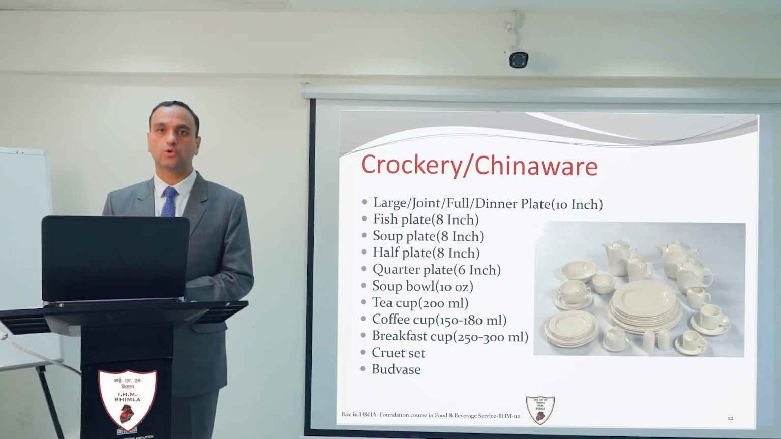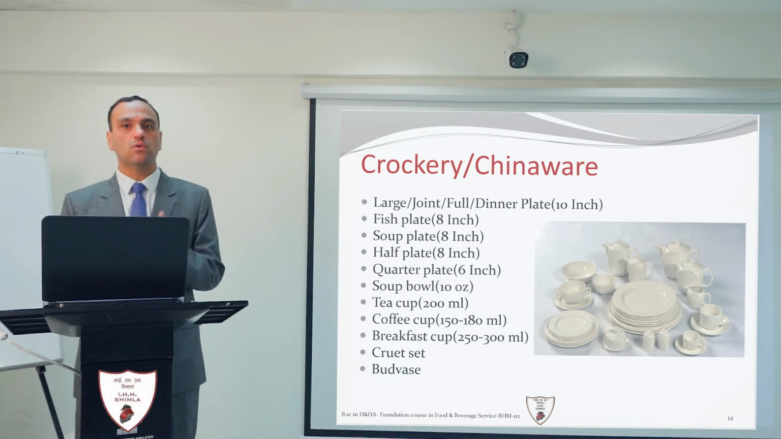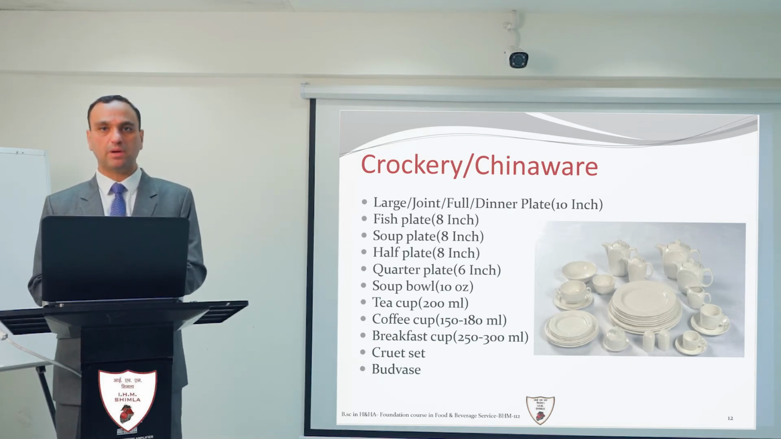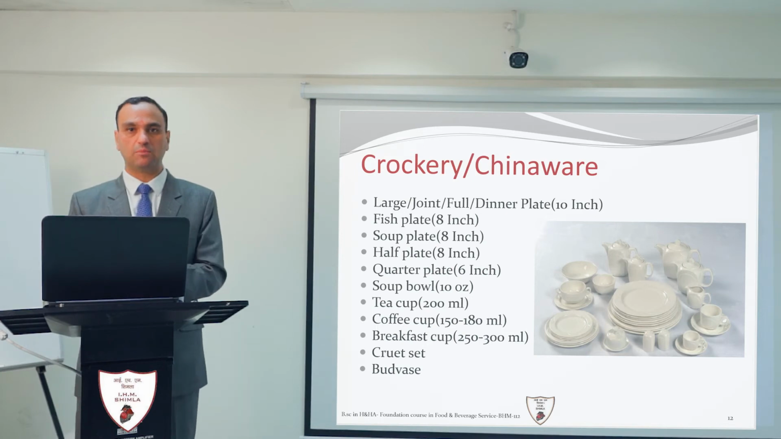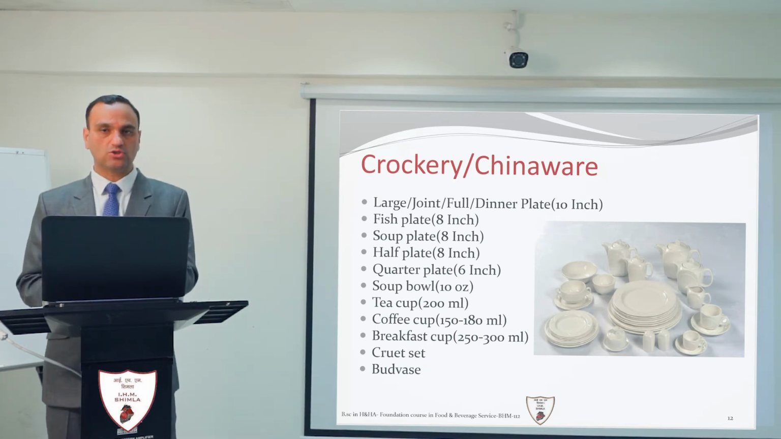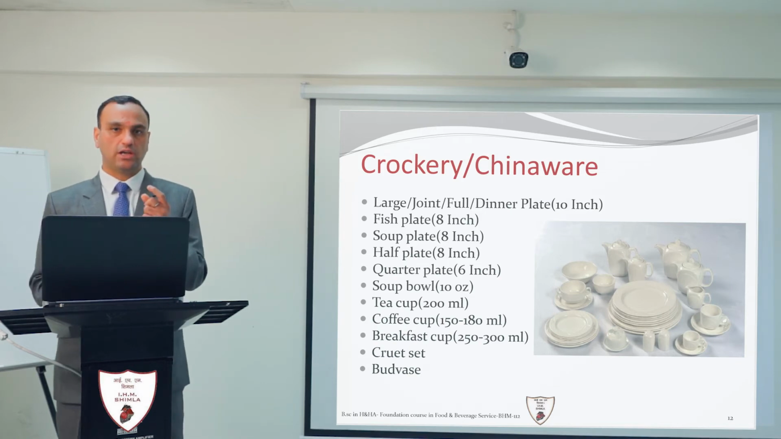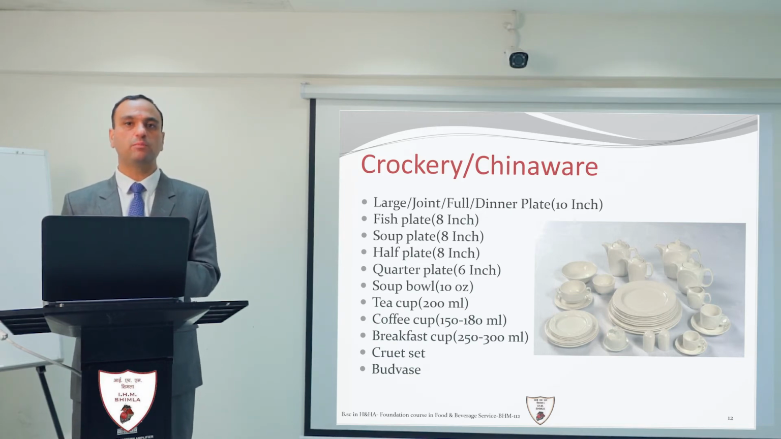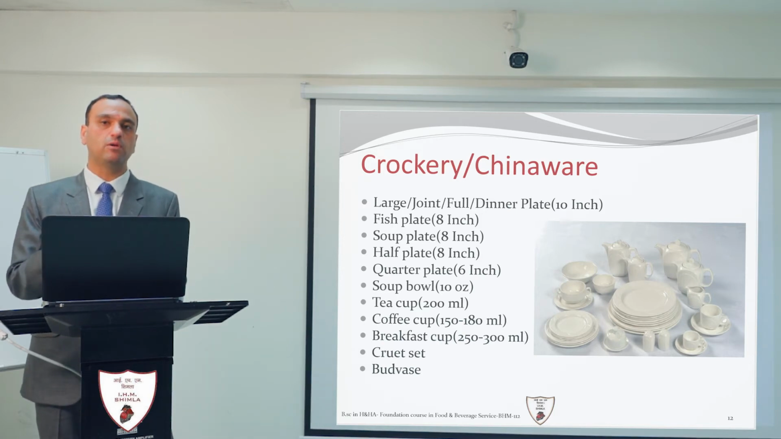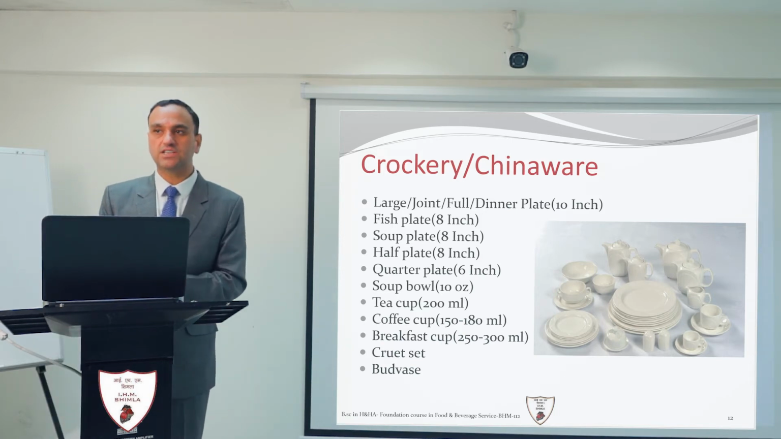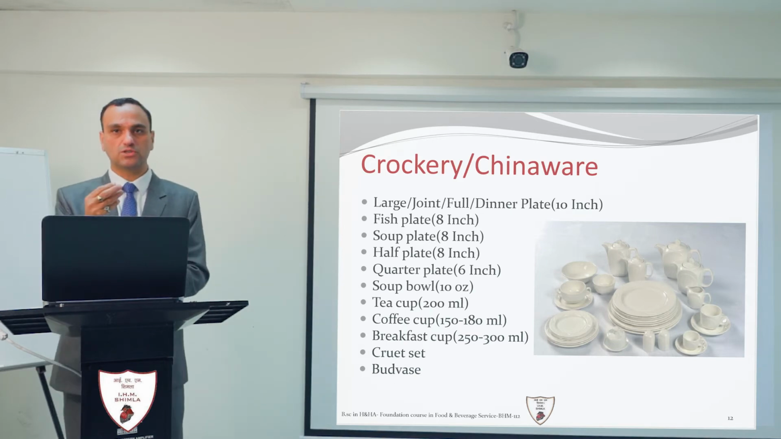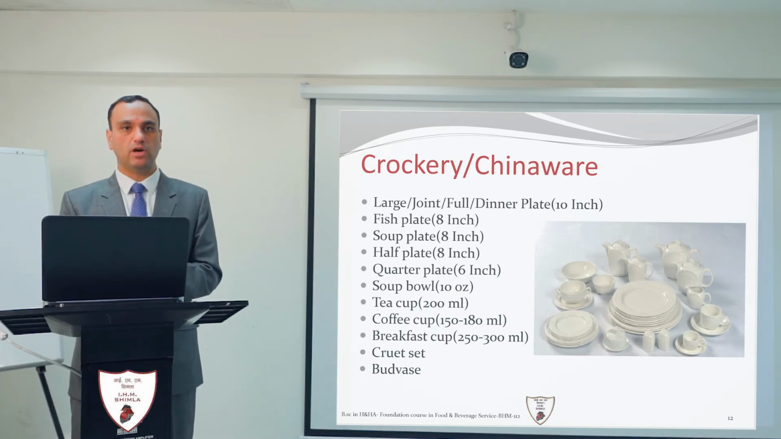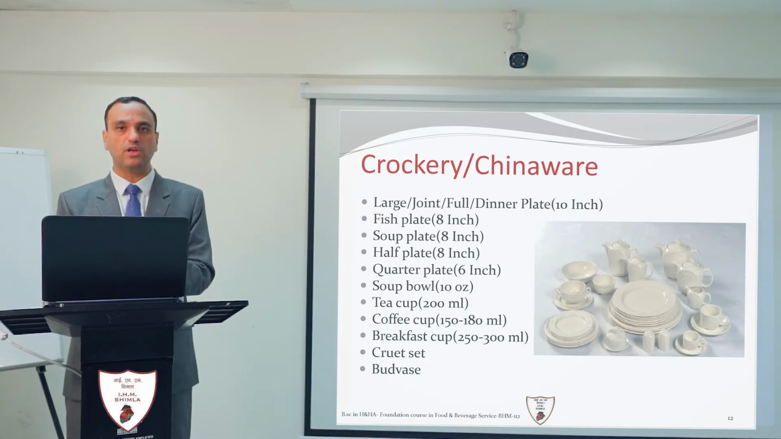Next is the cruet set. A cruet set consists of two things: one is salt, another one is pepper. We use them as a pair, and you must identify the salt and pepper by the holes. The shaker with fewer holes will be utilized for salt, and the one with more holes in a cruet set will be utilized for pepper. The next is the badwas. The badwas is the small flower pot which we put at the center of the table just to give the table a good eye appeal.